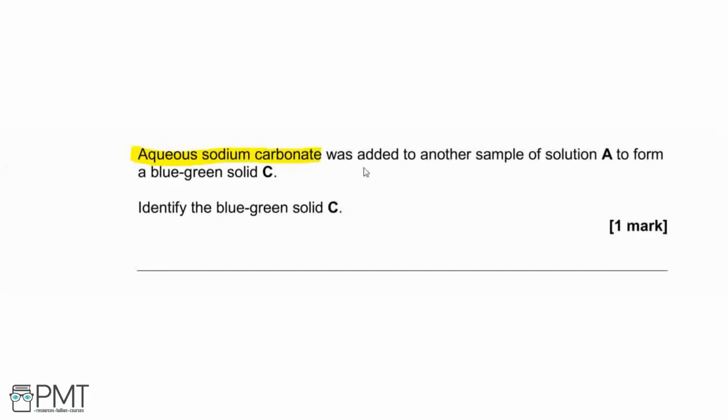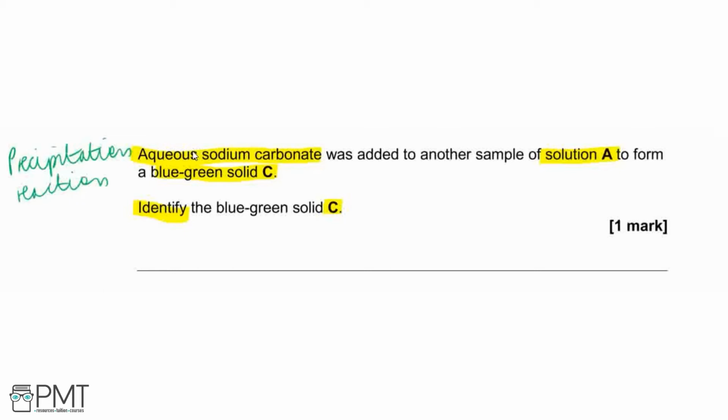Aqueous sodium carbonate was added to another sample of our solution A to form a blue-green solid C. For this question, we need to identify this solid. What we know is that we're going from our solution A, from our transition metal complex, and we're forming a solid. Therefore, this is going to be an example of a precipitation reaction, where we're forming a solid precipitate from two solutions.